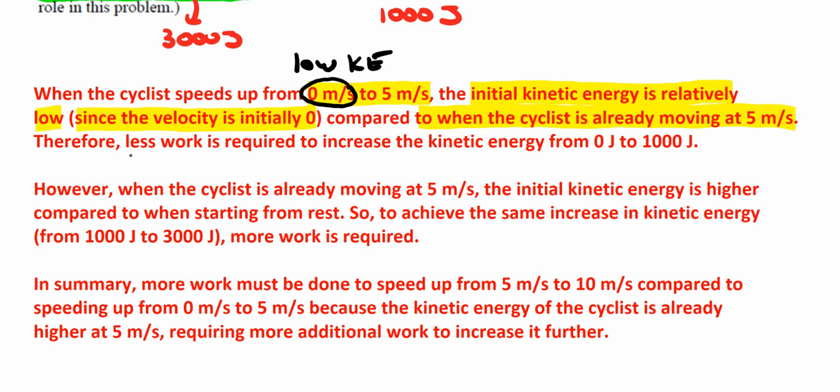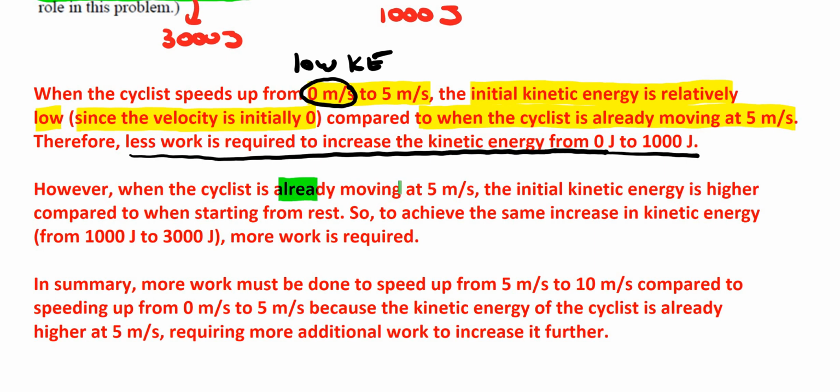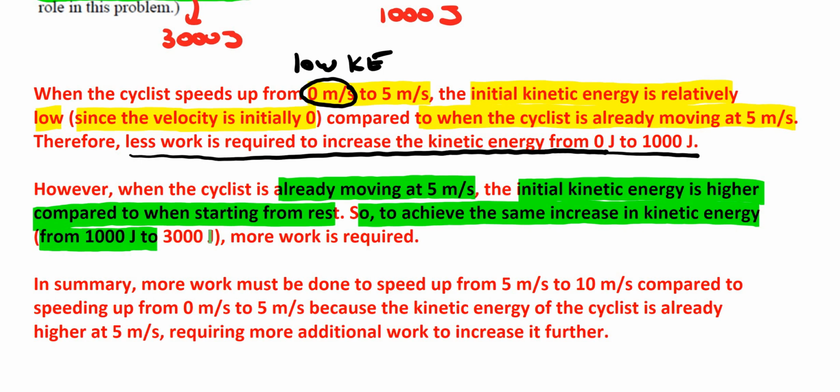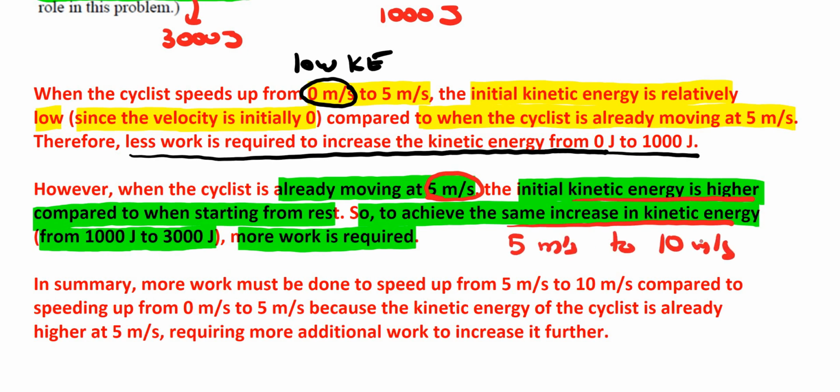Therefore, there's less work required to increase the kinetic energy from 0 joules to 1000 joules. However, when the cyclist is already moving at 5 meters per second, the initial kinetic energy is higher compared to when starting from rest. So to achieve the same increase in kinetic energy from 1000 joules to 3000 joules, more work was required because we're initially starting at 5 meters per second, right? So this initial kinetic energy is higher, and so to achieve the same increase in kinetic energy, what that means is when we're going from 5 meters per second to 10 meters per second, we need more work.